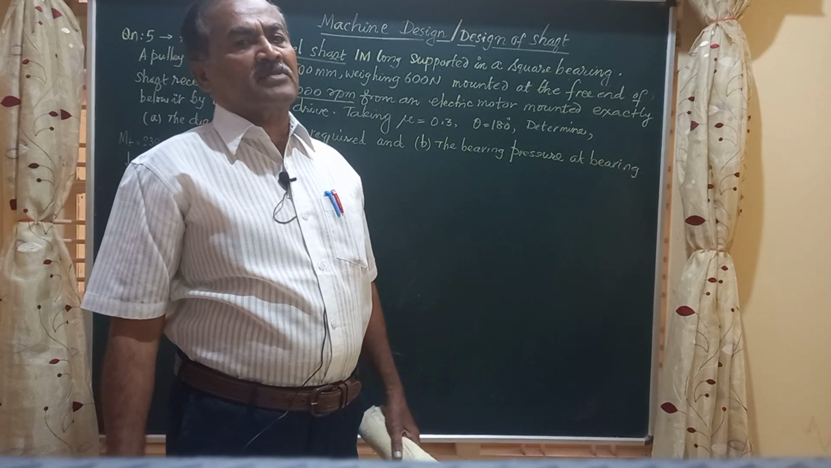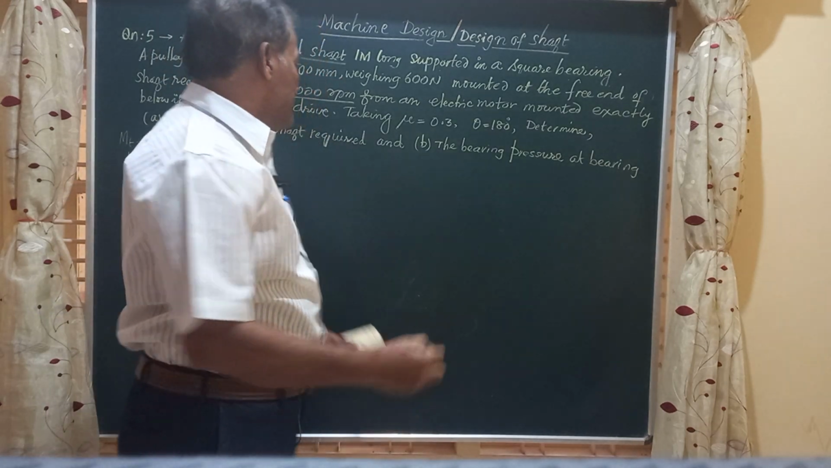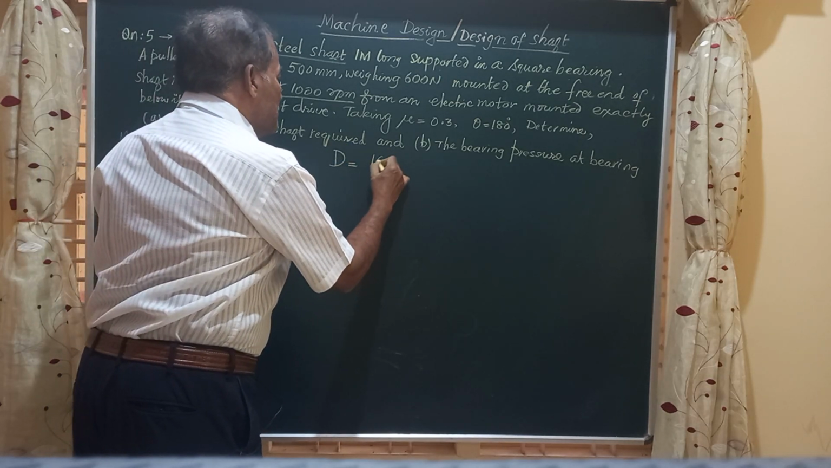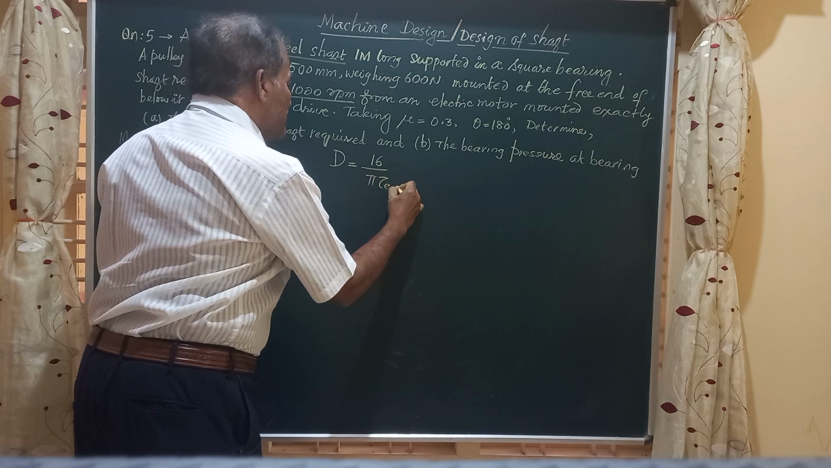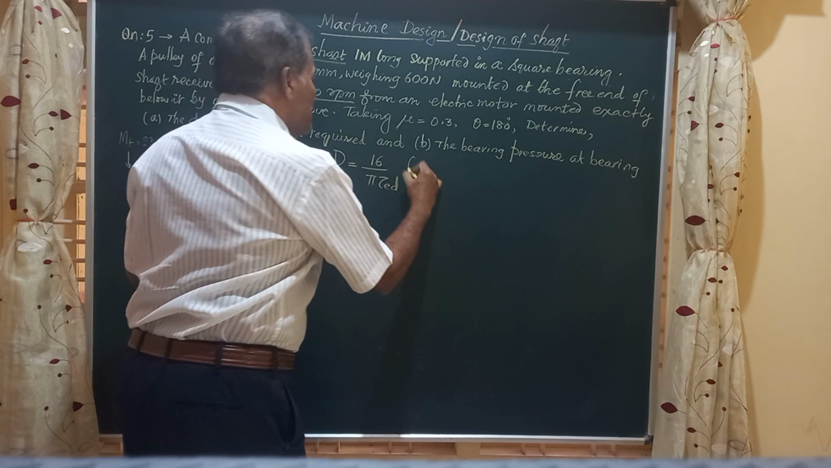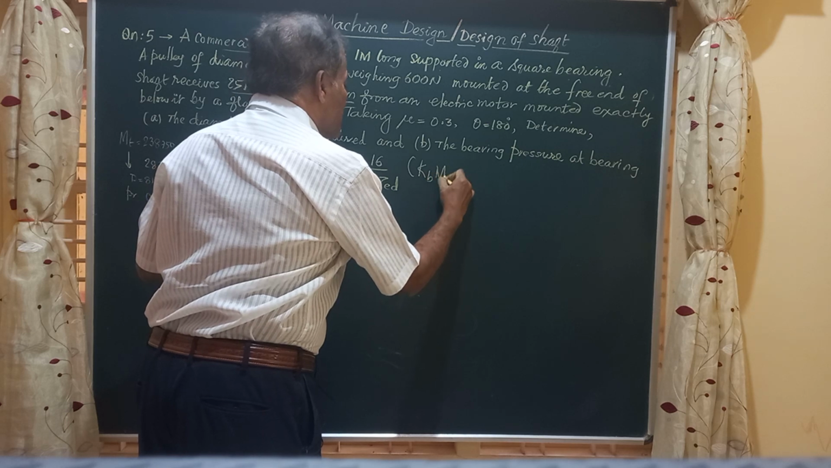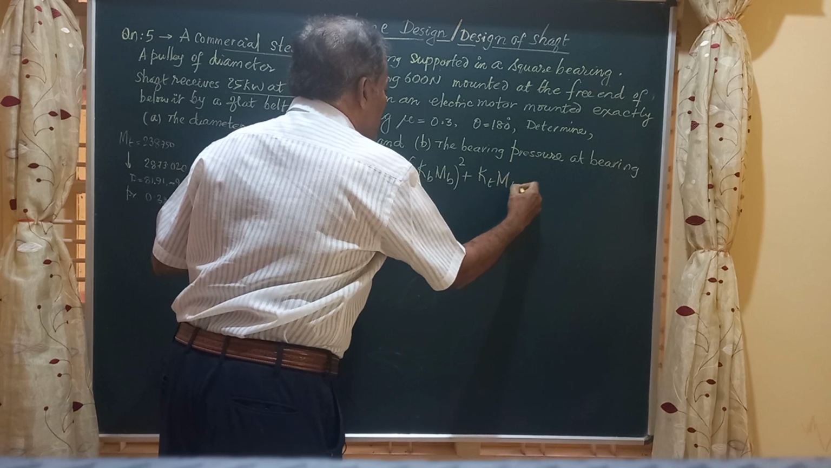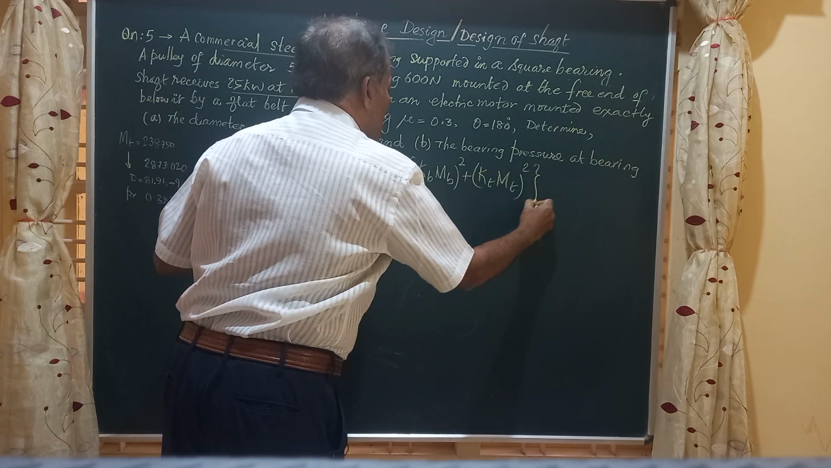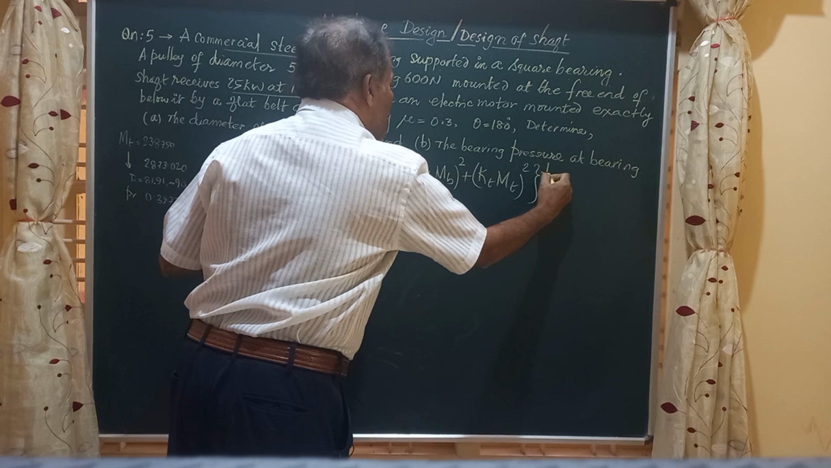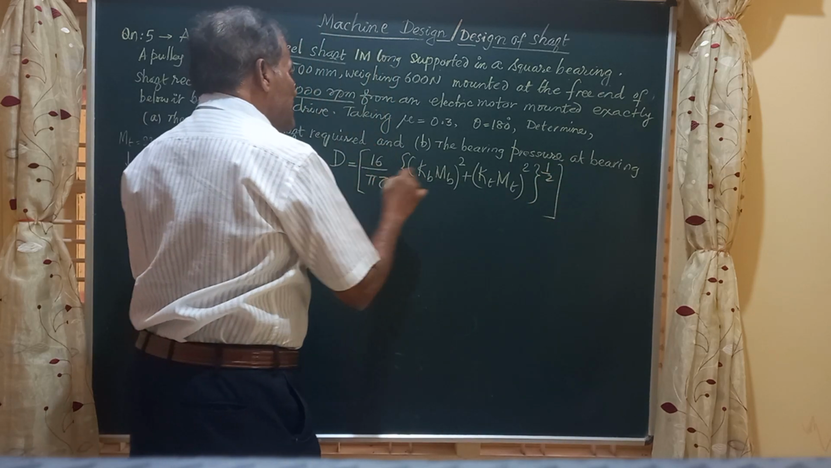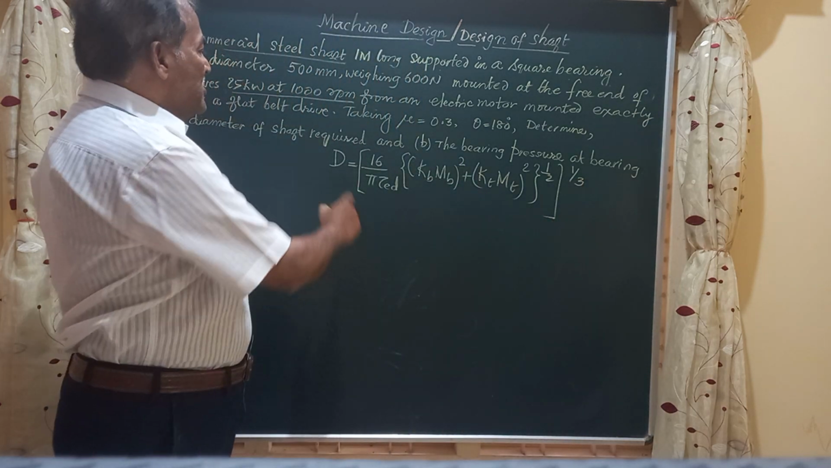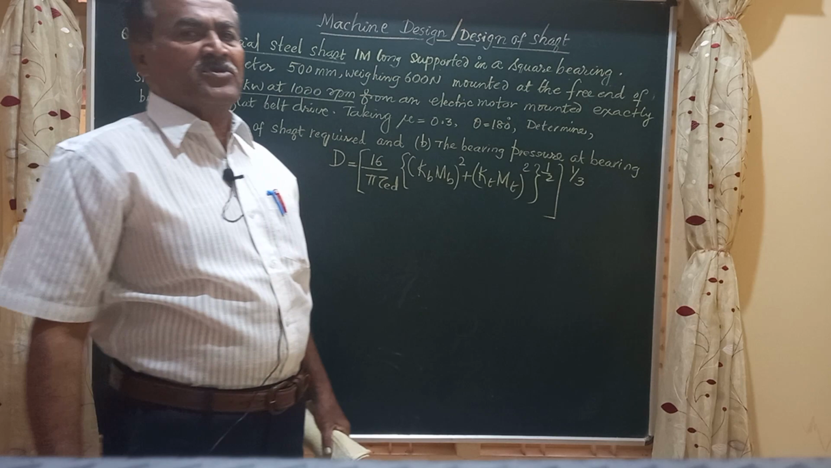Friends, we have the expression for the solid shaft given by the equation: capital D, the diameter of the solid shaft, is 16 over pi into tau d, then we have got (Kb Mb) whole square plus (Kt Mt) whole square, to the power half, and the complete quantity on the right hand side is raised to the power 1 by 3. This is the equation to find out the solid shaft diameter.